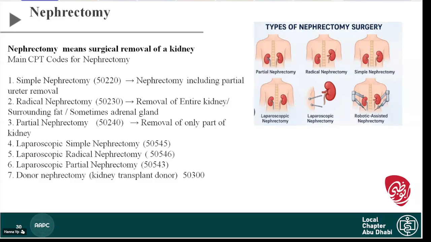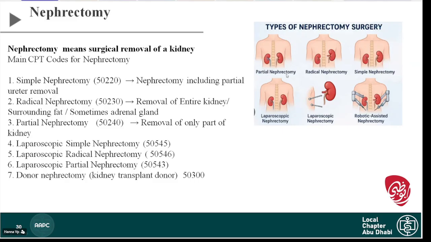This is also one of the common procedures we do, especially for lost kidney function, the end stage of renal disease, the final stage. We do the transplantation. Before transplantation, we remove the kidney from the donor body or from the recipient body. So these are the main CPT codes for nephrectomy, guys. Can you see the picture showing here? The types of nephrectomy, guys. Let's see the picture.